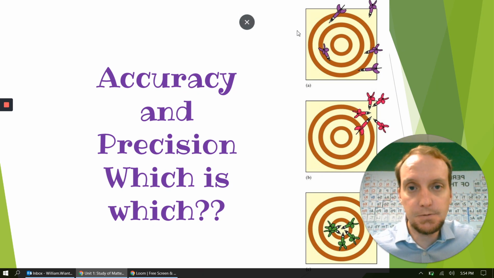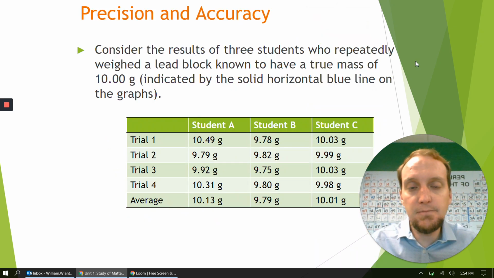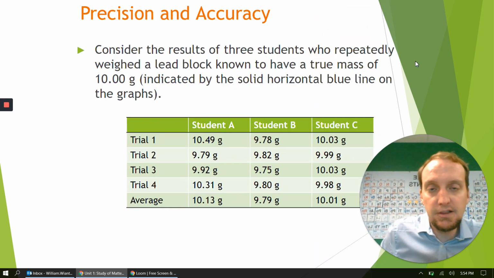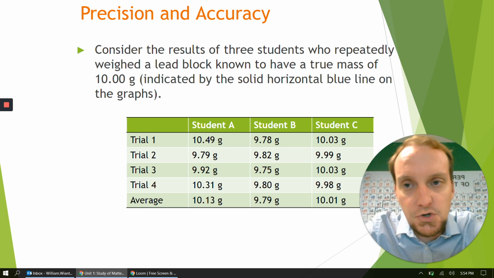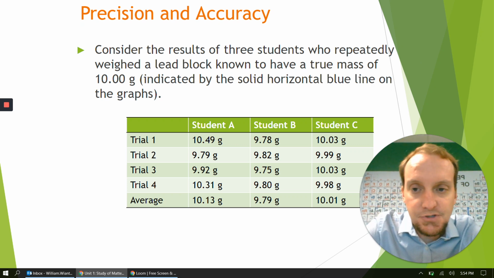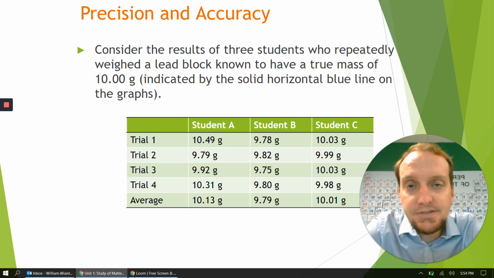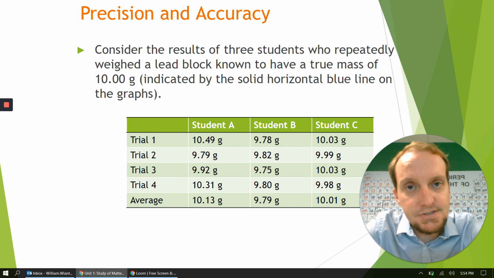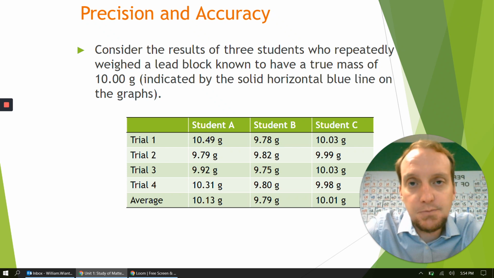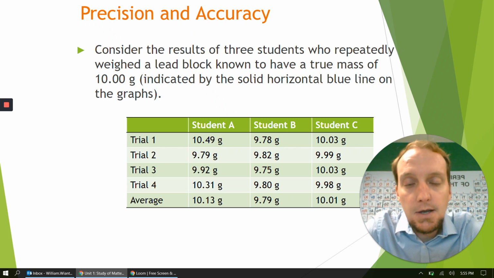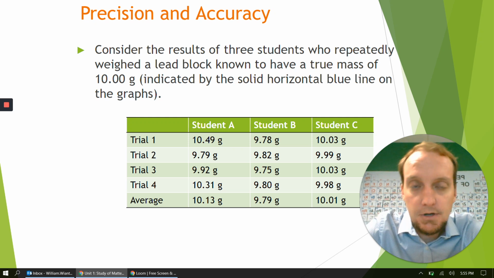So, to put it in a more mathematical context, which would be more relevant since we don't really play darts in chemistry, unfortunately, here's an example of 3 different students trying to take measurements. Notice they did 4 trials each. That's good in science. We don't do it just once. We do it multiple times. That gives us, like I said, more confidence in our precision or lack thereof.